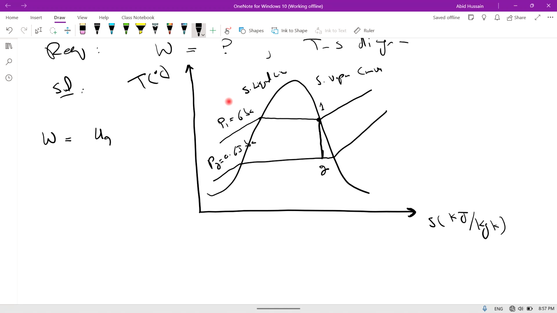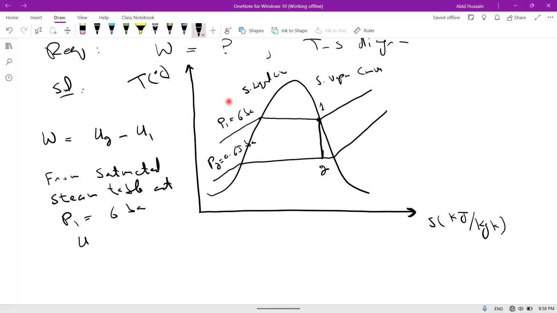Work done is equal to U2 minus U1. For this we will find U1 and U2. From the saturated steam table, at pressure P1 is equal to 6 bar, U1 is equal to Ug because the vapor is dry saturated. So U1 is equal to Ug is equal to 2568 kilojoule per kilogram.